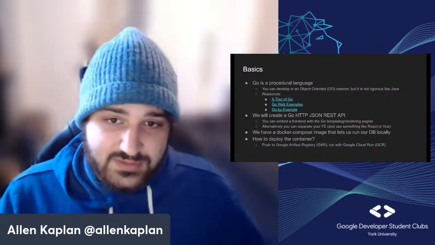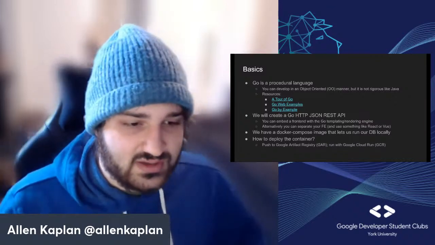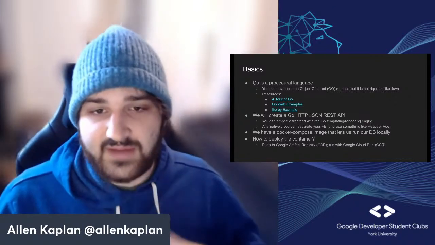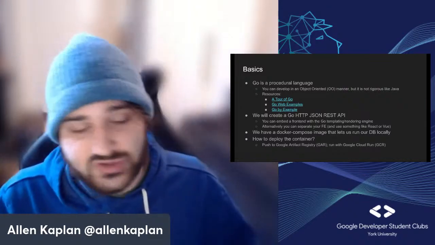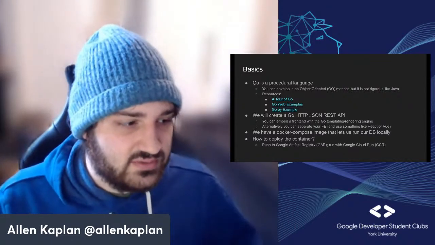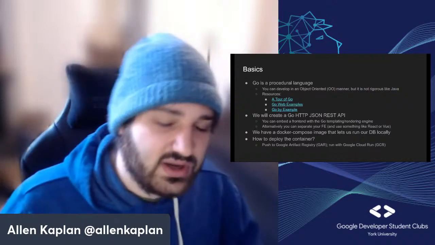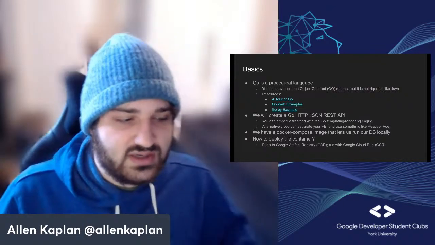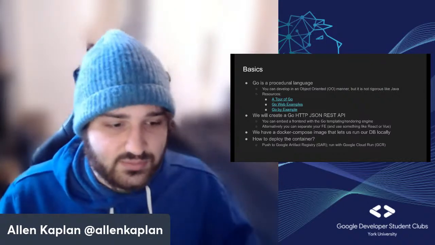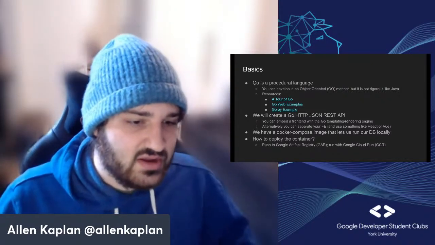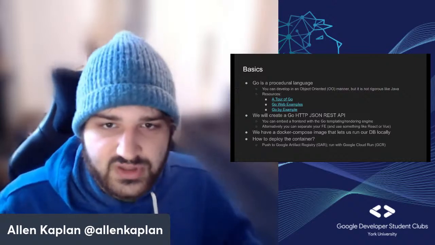As well, we're going to be using Docker-compose, so we can run a DB locally. We don't have to download Postgres or run it locally. We'll just use Docker-compose, and as well, it'll allow us to run the container. And finally, we're going to go over how to deploy the container, and it's basically two steps. One is creating it and then pushing it to the artifact registry, and the next is setting up Google Cloud Run to actually use it. So all of these together is what we'll be going over today.